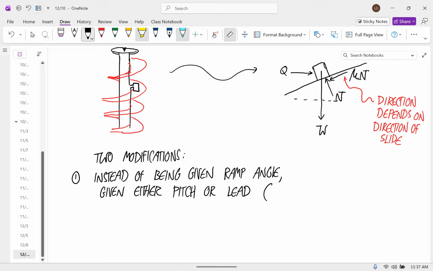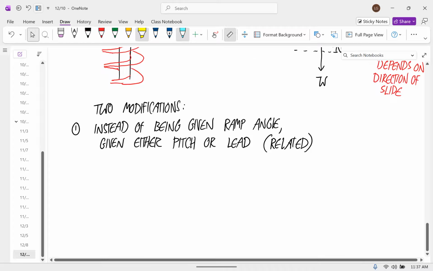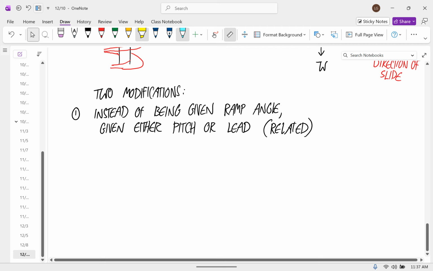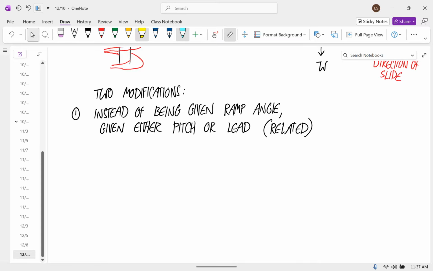And these two things are related to each other. And that's just a manufacturing thing. I mean, it could easily have turned out that when we talked about threads, we talked about the angle that they rose. We just don't talk about it that way. And so this is just using the language that manufacturers have developed. And so here is the idea of pitch and lead.